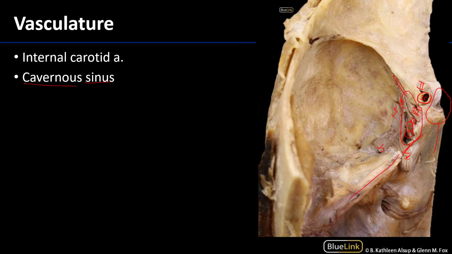Anteriorly flowing into the cavernous sinuses, we have the ophthalmic veins, so superior and inferior ophthalmic veins. We have sphenoparietal sinuses, which we can't see here, and superficial middle cerebral veins, which we also cannot see here. They've been removed. And these cavernous sinuses are draining posteriorly into the petrosal sinuses, so the superior petrosal sinus and the inferior petrosal sinus.